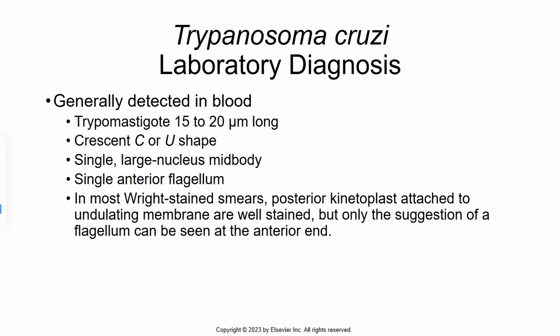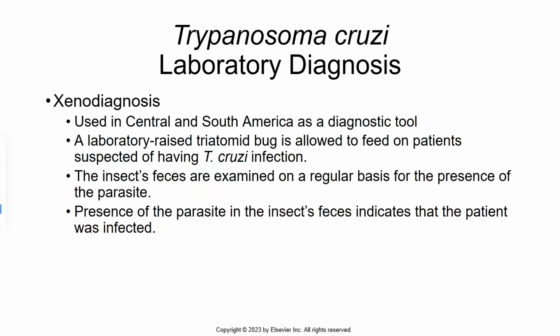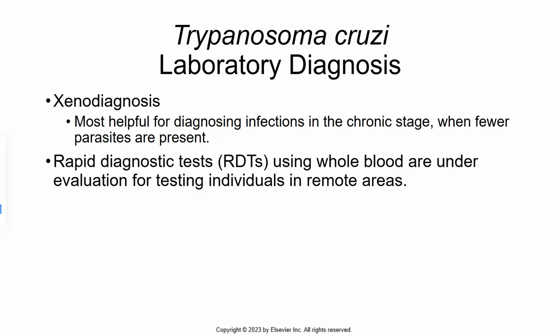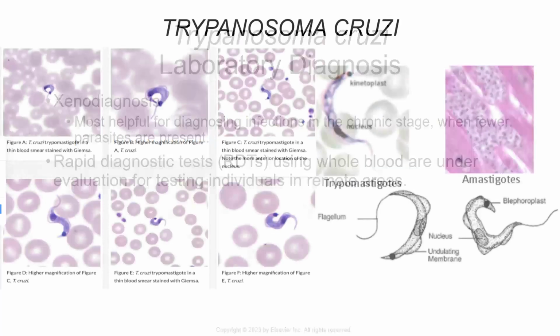So Trypanosoma cruzi, just like T. brucei, is typically detected in the blood. Xenodiagnosis is also possible. In xenodiagnosis, we have the bug bite a person, and then we examine the stool of the bug for several days after. If the bug happens to have those parasites, then we can assume that the person it bit has the parasites inside of them. Rapid diagnostic tests using whole blood are under evaluation for testing individuals in remote areas.